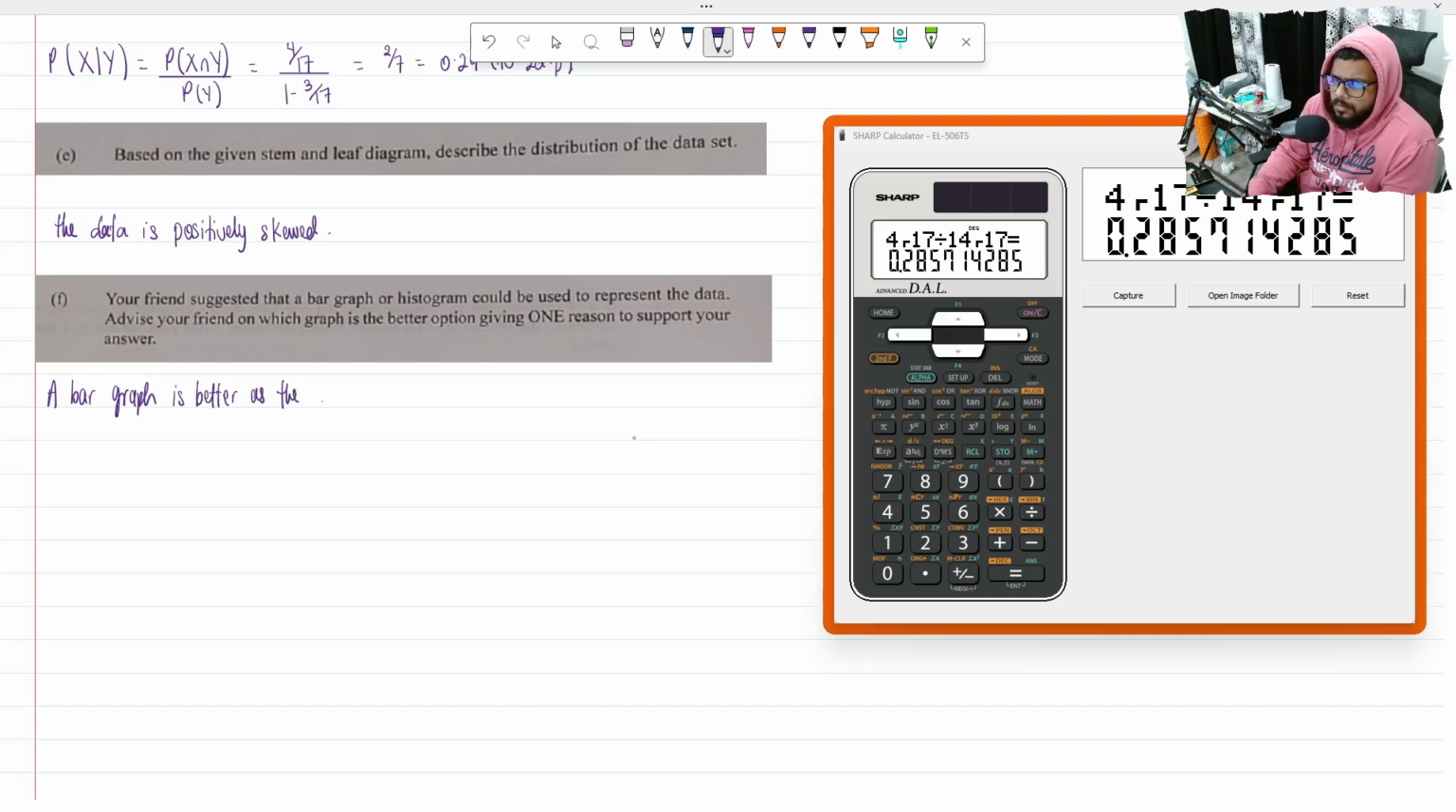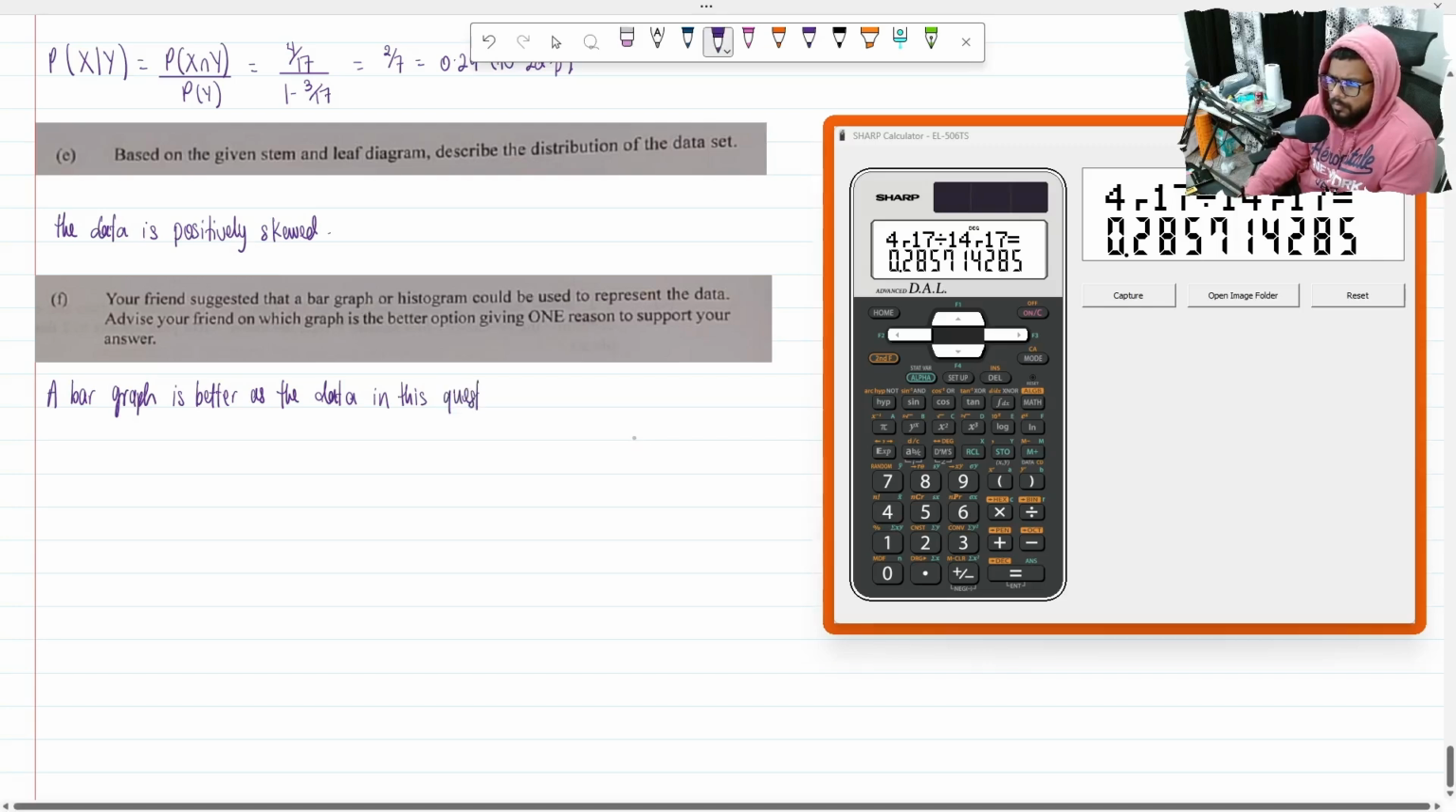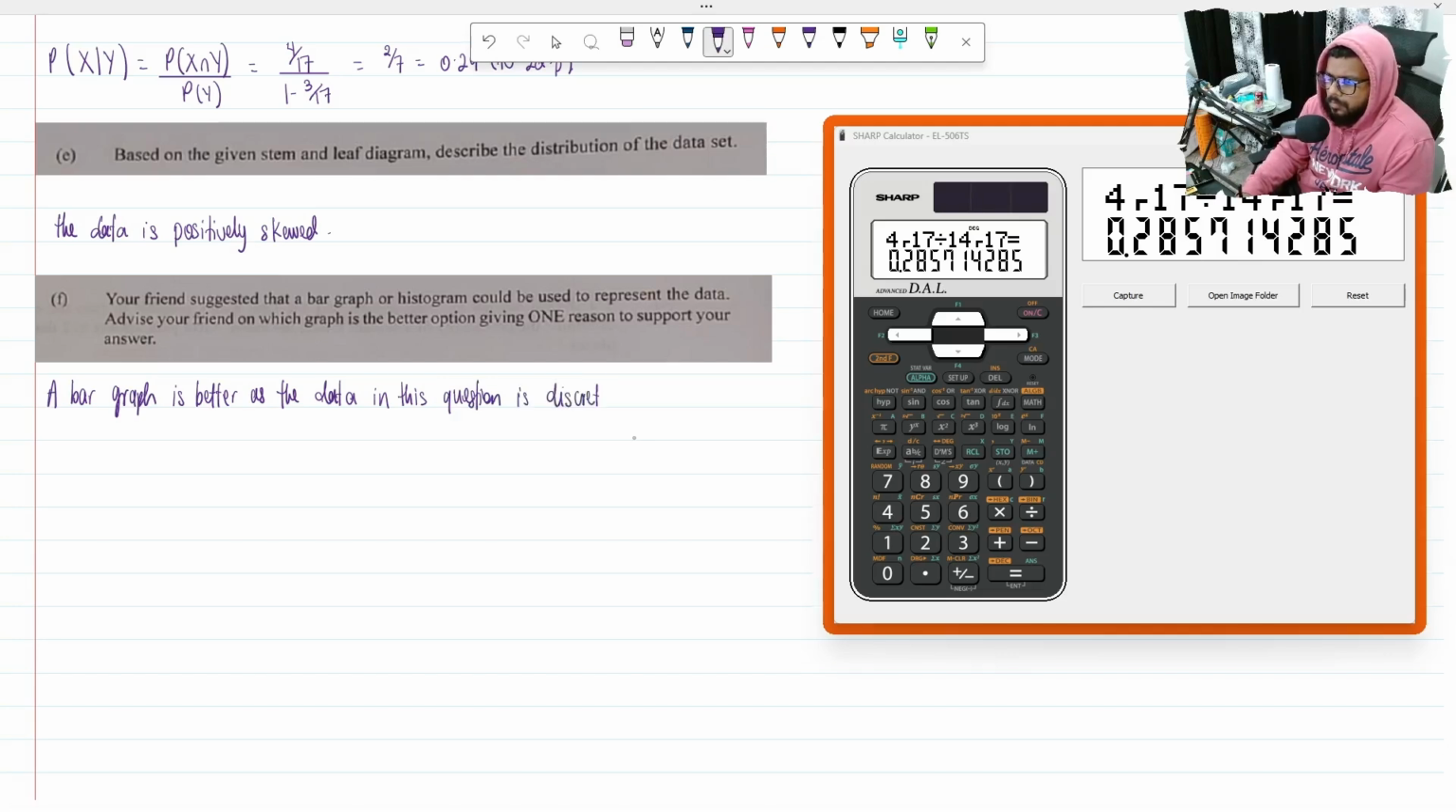As the data in this question is discrete, whereas a histogram is used if the data is continuous.